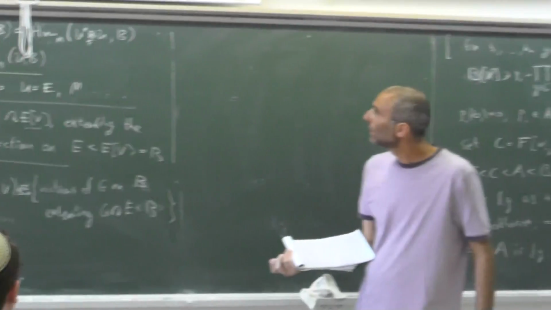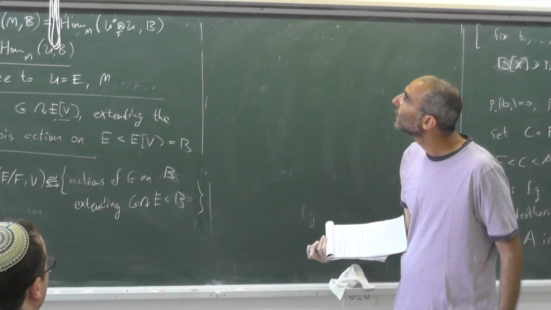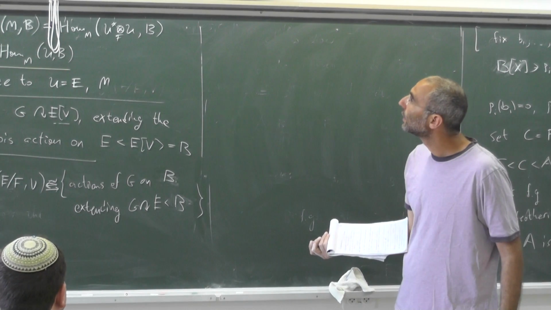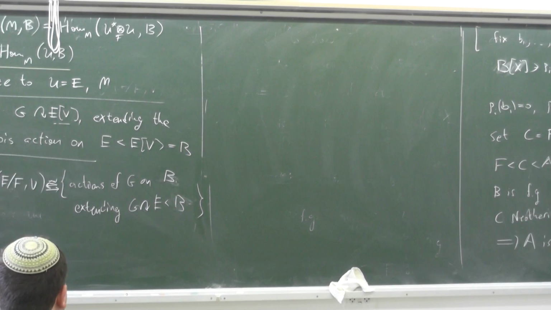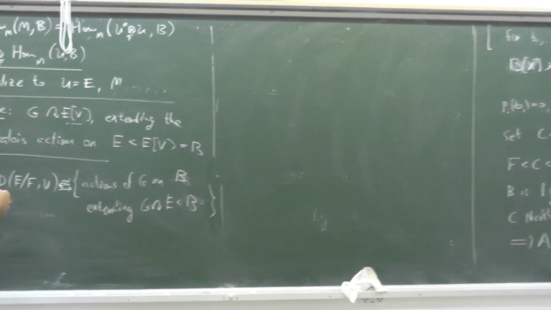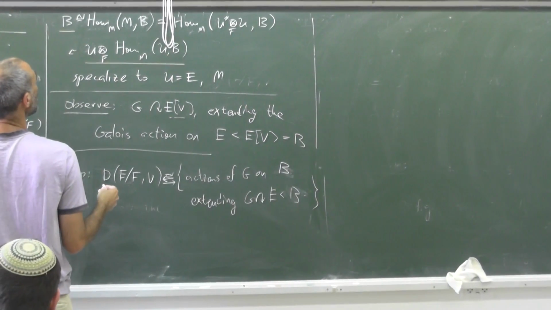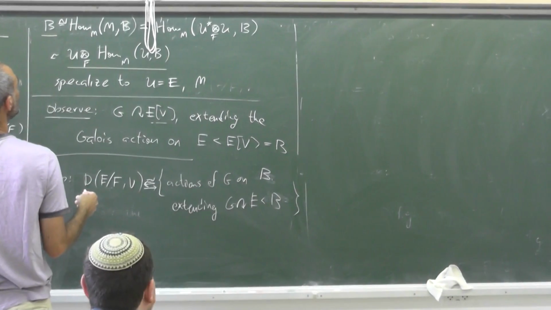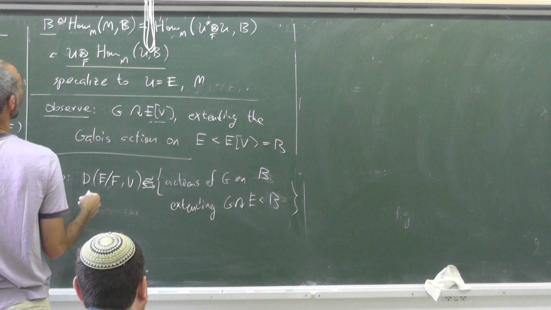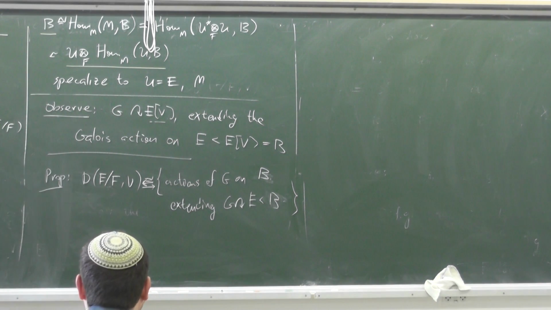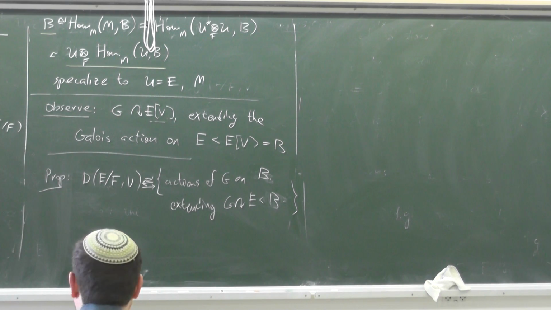B over M. Sorry? You wrote B equals Hom of M and B. How is B an M module? M is just the matrices n by n over F, right? What do I mean by this? This is something I wrote in my notes.